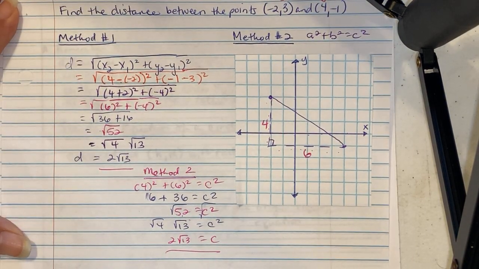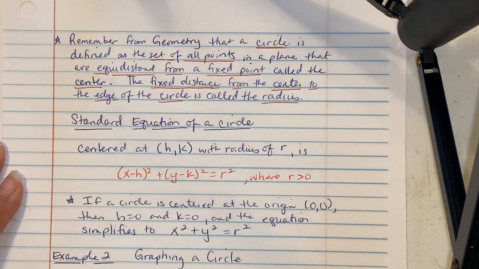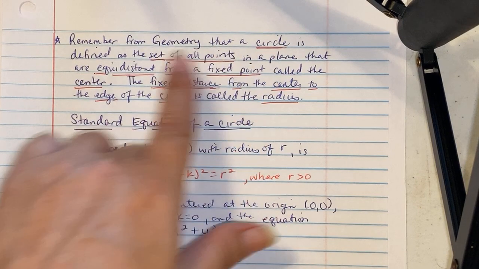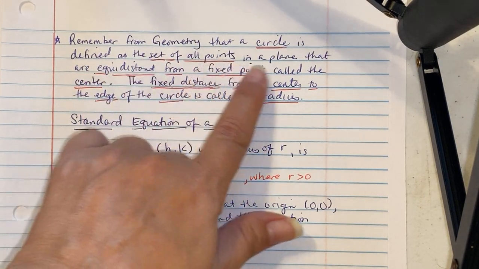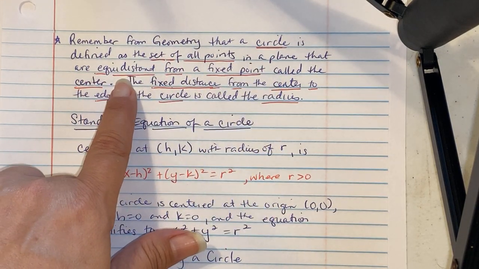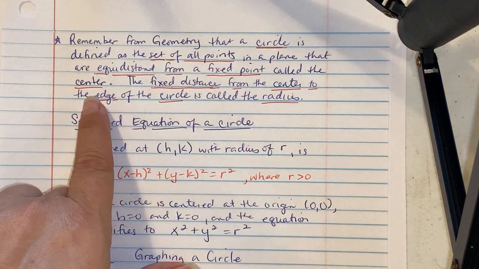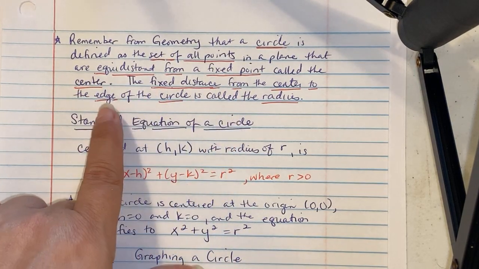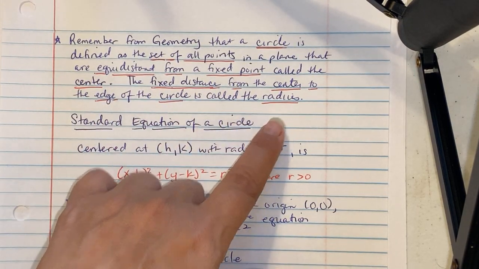You're probably wondering why we did this. It's because it's going to lead us into circles. Remember, this is distance and midpoint formulas, which actually gives us references to circles. Remember from geometry that a circle is defined as the set of all points in a plane that are equidistant from a fixed point called the center. The fixed distance from the center to the edge of the circle is called the radius.